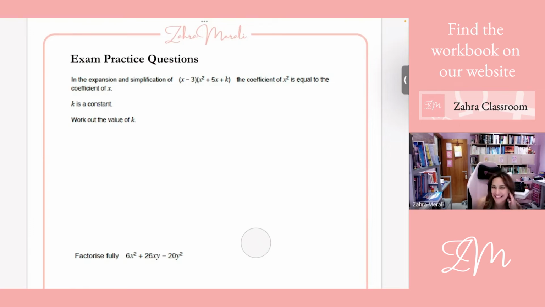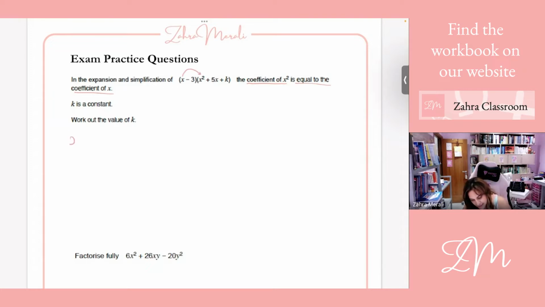Hi, okay, let's have a look at exam questions relating to algebraic expressions. Now, some of them will be a bit tricky and you may not have seen something like this before, but we'll work through them. So we've got an expansion and simplification of something. It tells me the coefficient, so the bit in front of the x squared, is equal to the coefficient of x. So we're going to open this out.